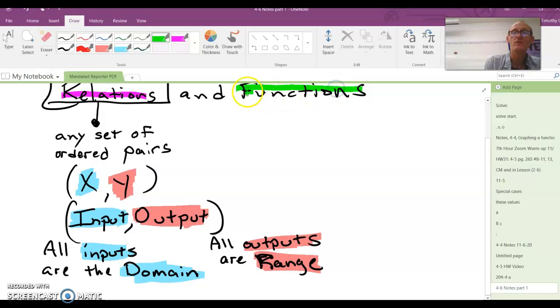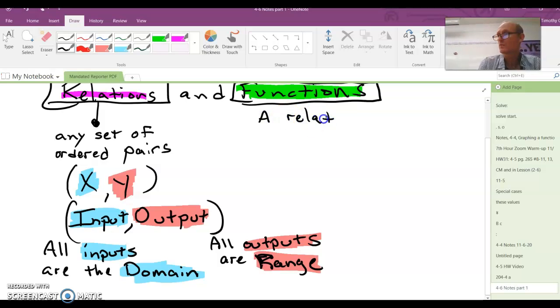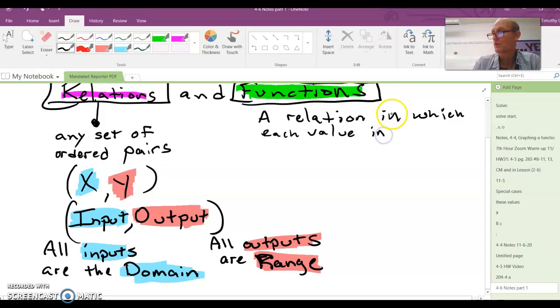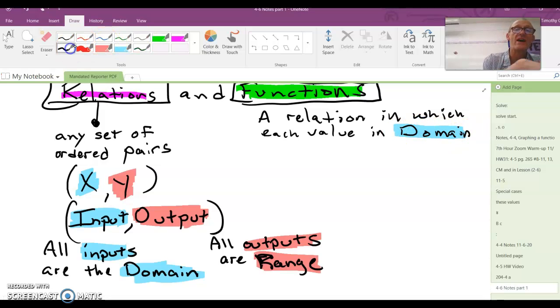Now, a function is a special relation. A function is a relation in which each value in the domain, so again, that's the inputs or the X's, is paired with exactly one value in the range.